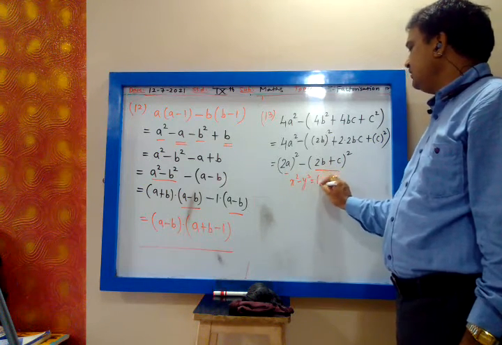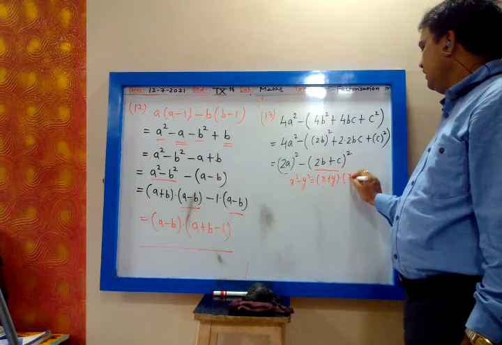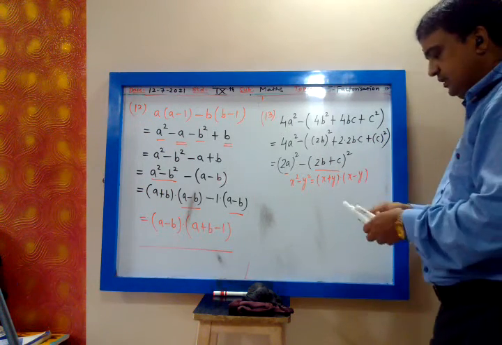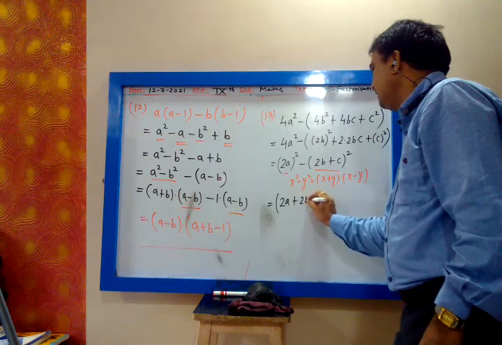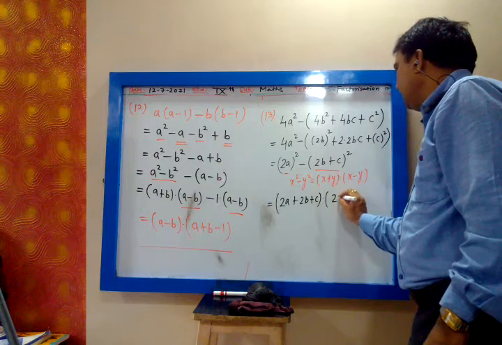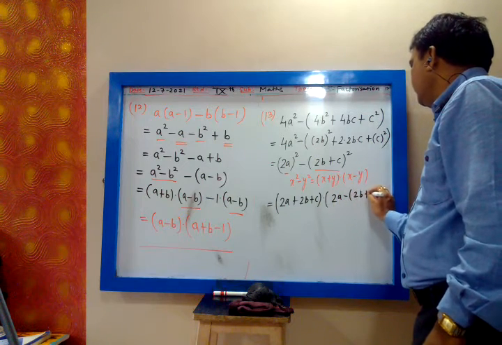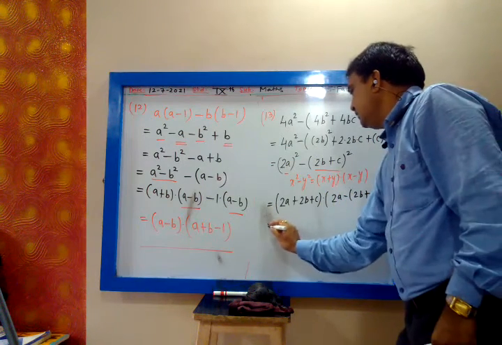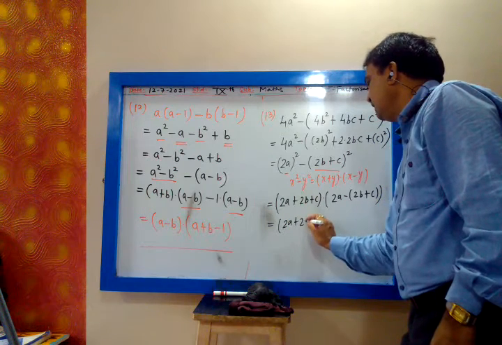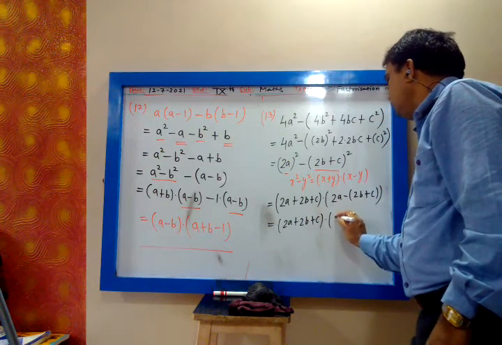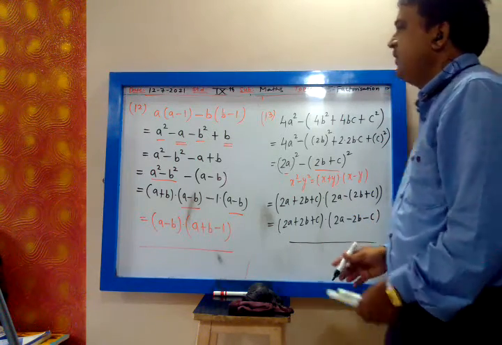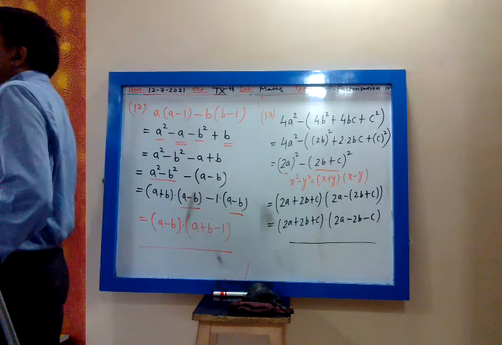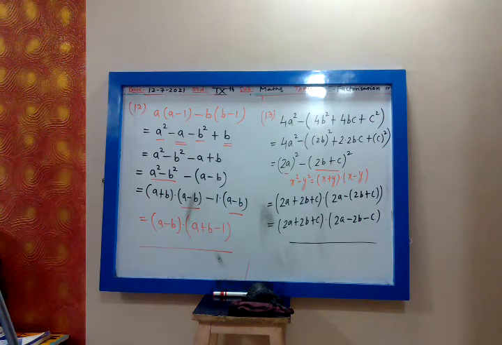x square minus y square is x plus y into x minus y. So this will be 2a plus 2b plus c into 2a minus 2b minus c, and this is the answer. In the last term it is a product of two factors, so if it is a product of two factors, it is a factorization.